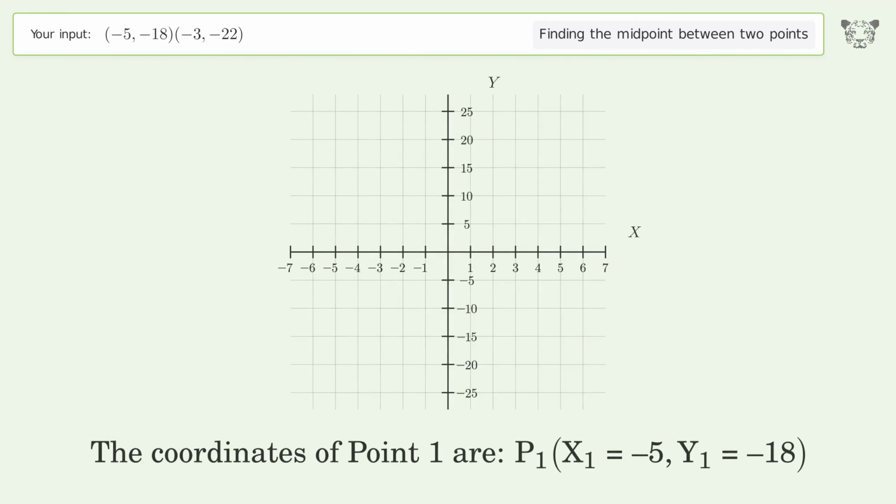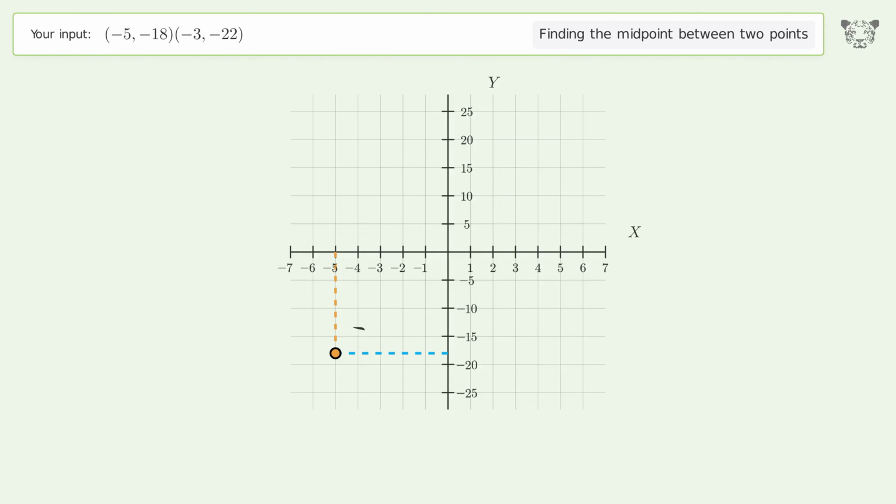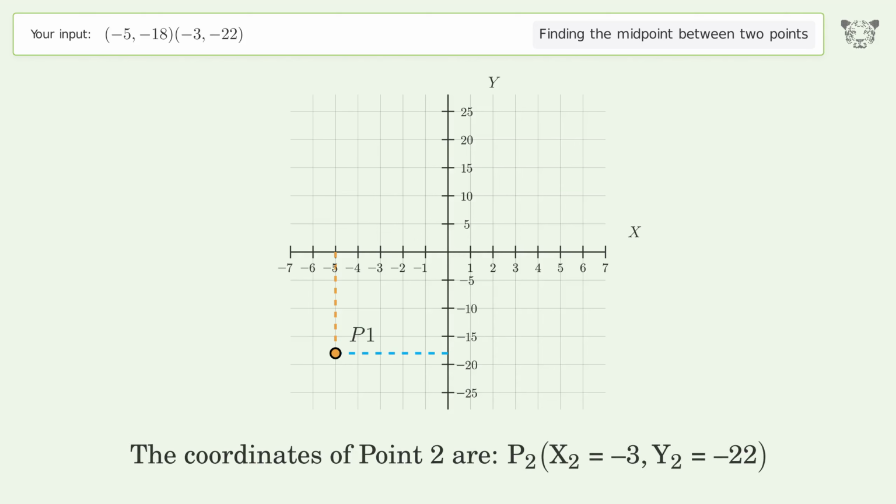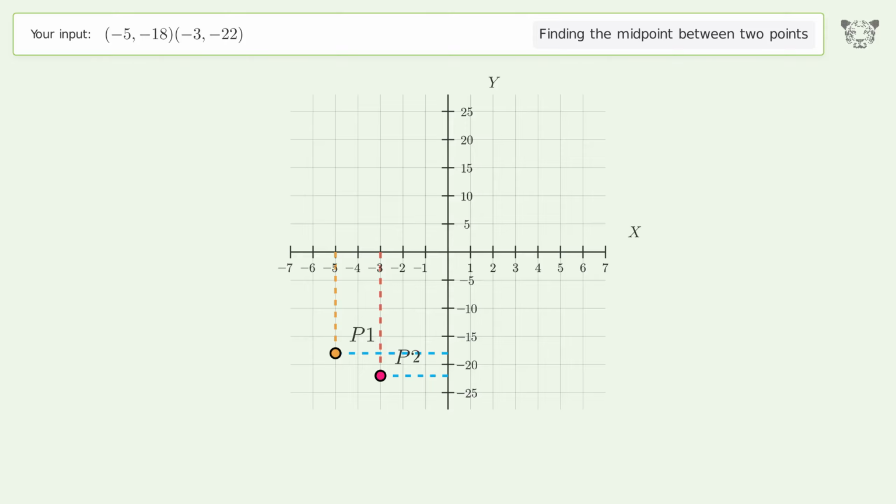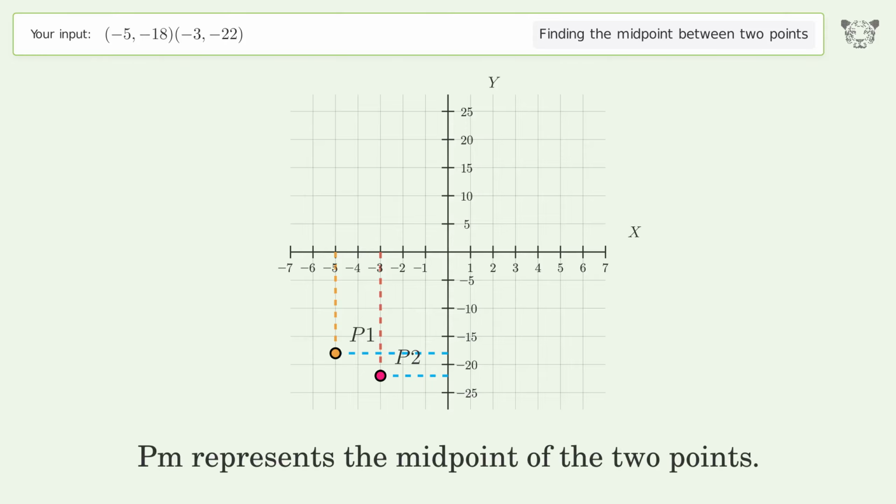The coordinates of point 1 are x1 equals -5, y1 equals -18. The coordinates of point 2 are x2 equals -3, y2 equals -22. PM represents the midpoint of the 2 points.